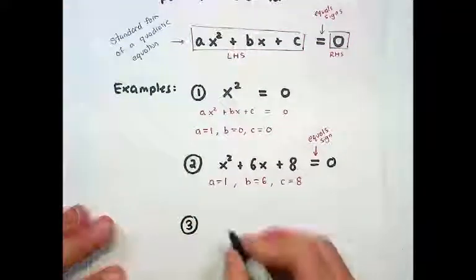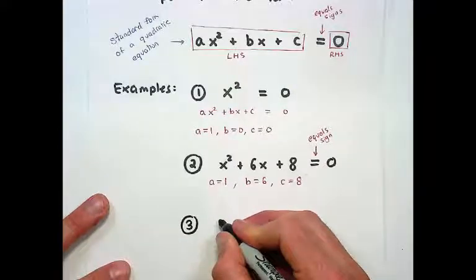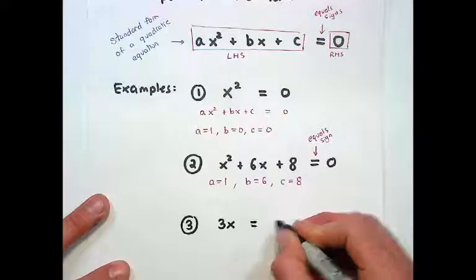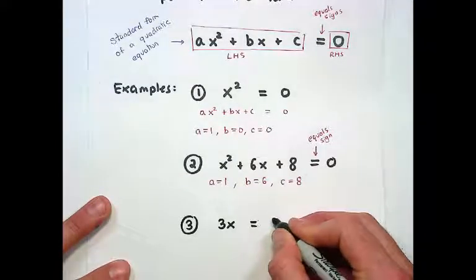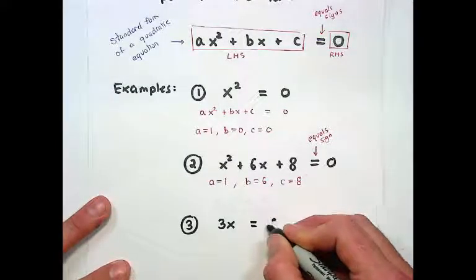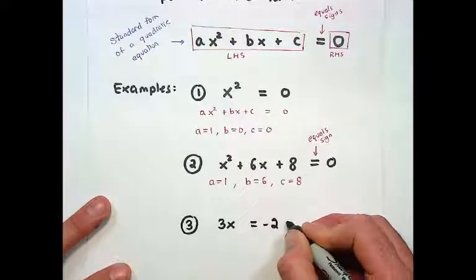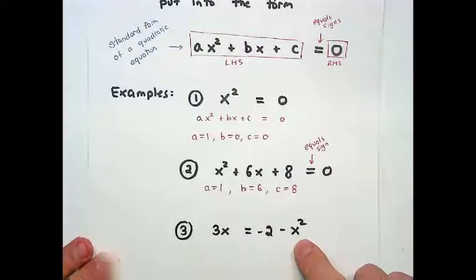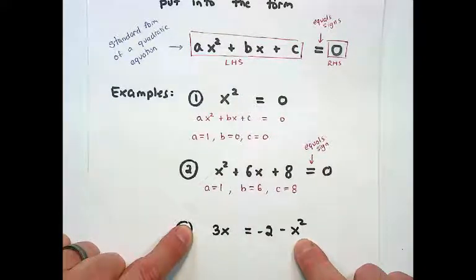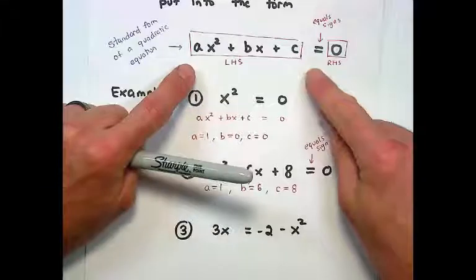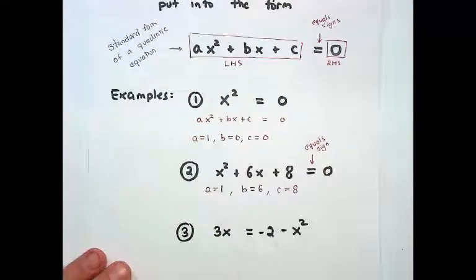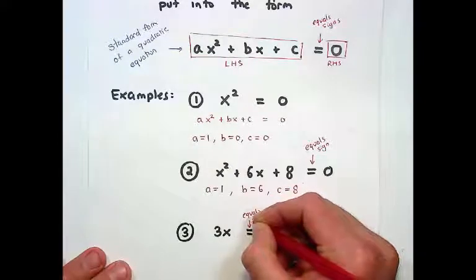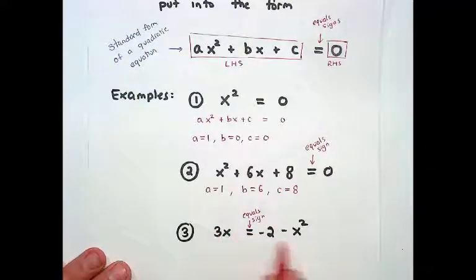Take a look at one that's a little bit harder to see. Perhaps we have something like 3x equals -2 minus x squared. It's not immediately clear that this equation can be put into that form. We actually have to do some algebraic work. However, we do see that there is an equal sign. So we know for sure that this whole thing is an equation.